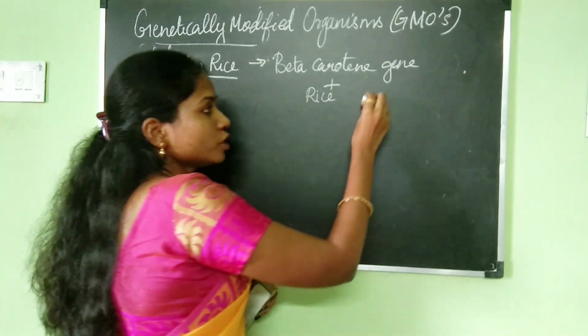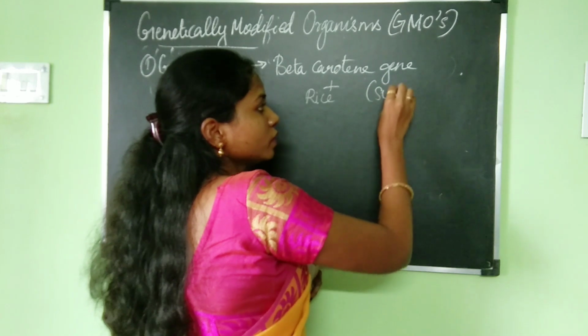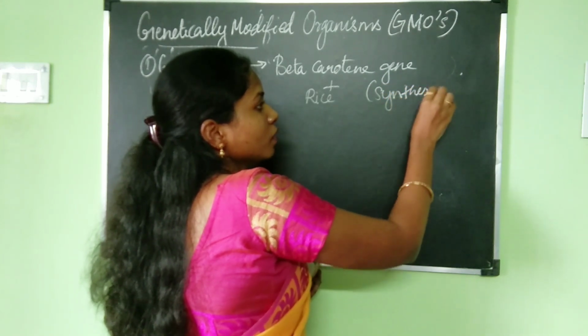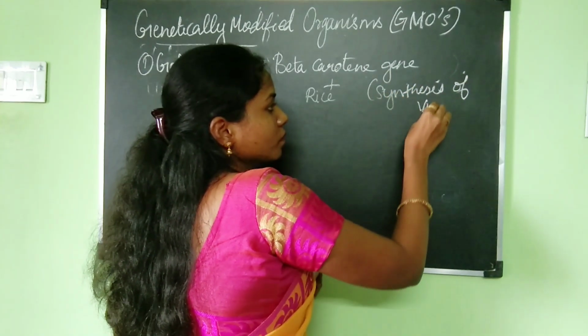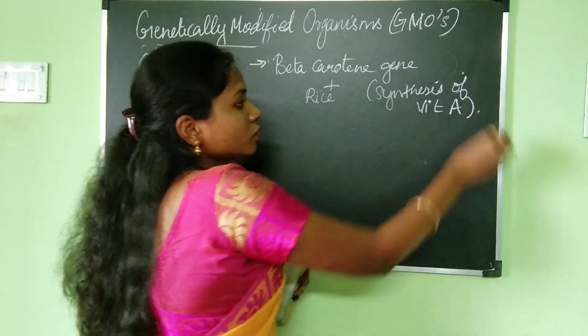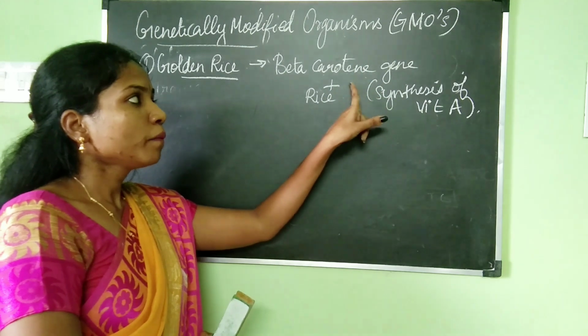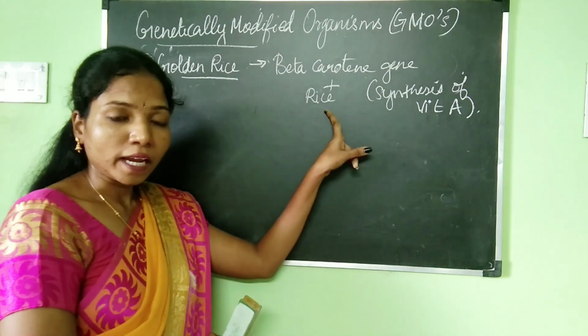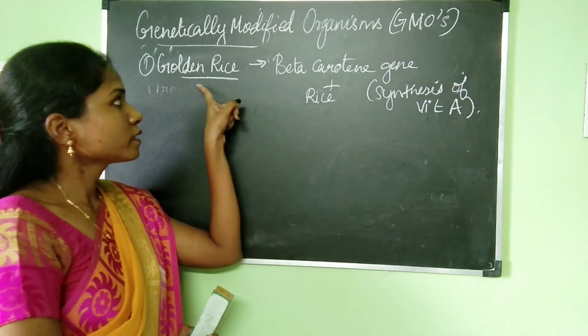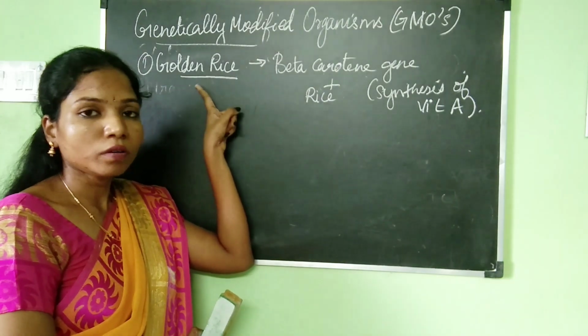This beta carotene gene is very much important for the synthesis of vitamin A. Okay. So when we combine this beta carotene gene with rice, what happens is it gives rise to what is called the golden rice.